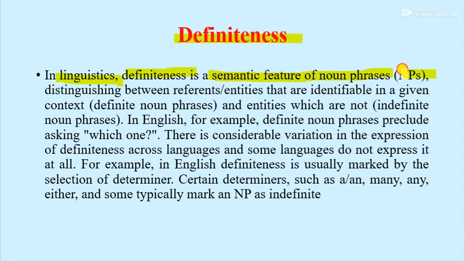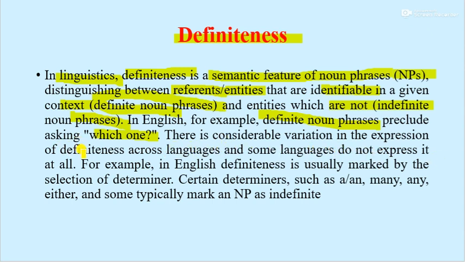Semantic features of noun phrases distinguish between referent entities that are identifiable given the context. So a definite noun phrase refers to an entity, as opposed to an indefinite noun phrase. In English, for example, definite noun phrases preclude asking "which one?"